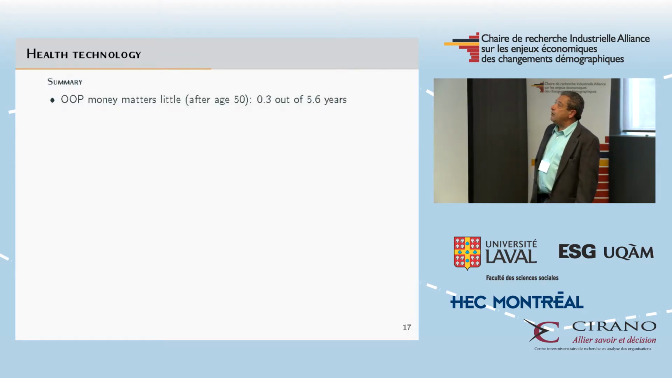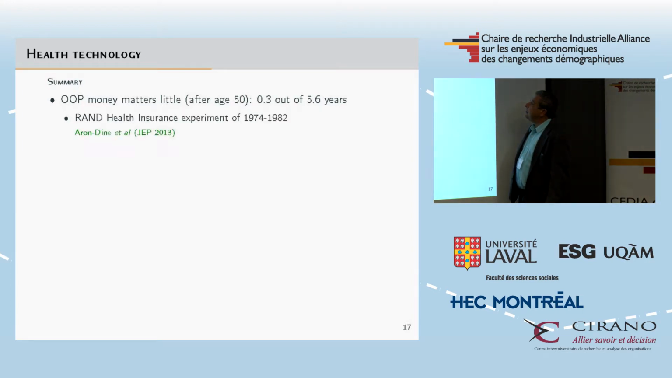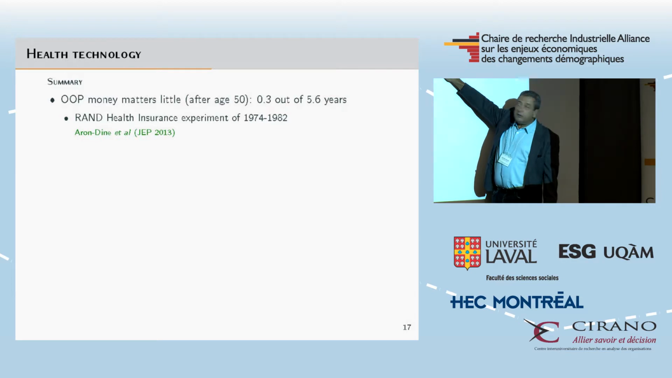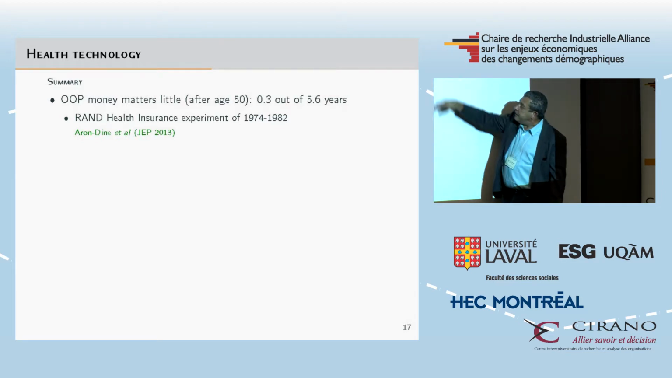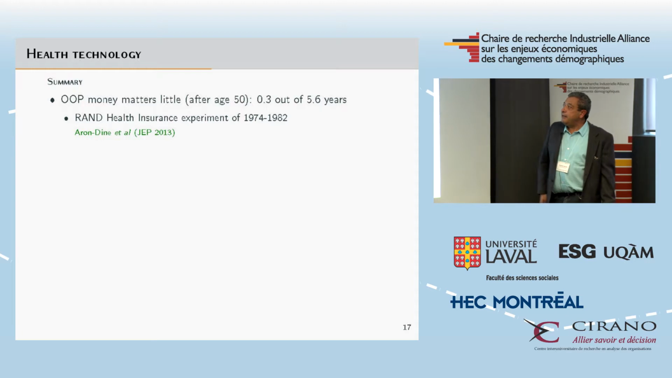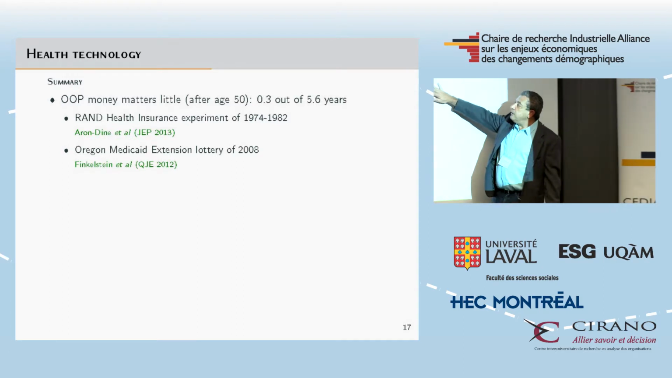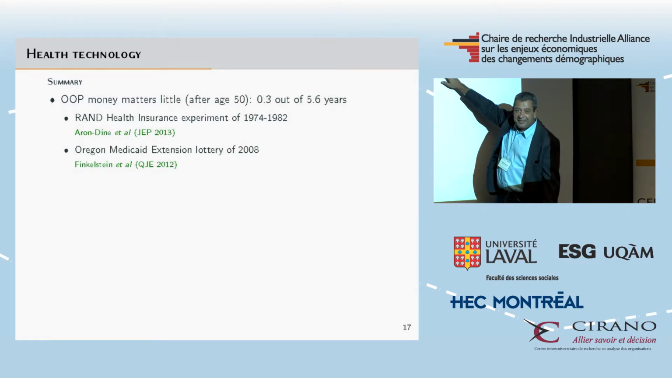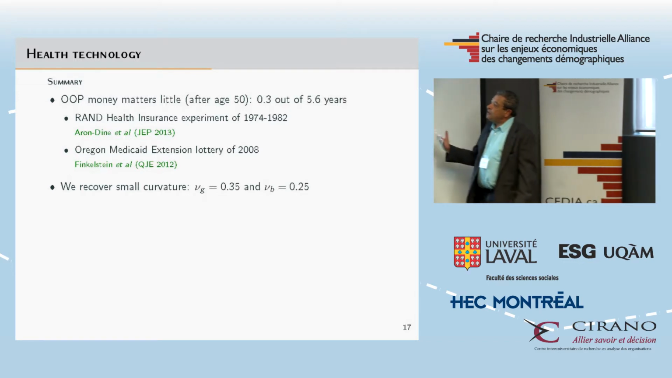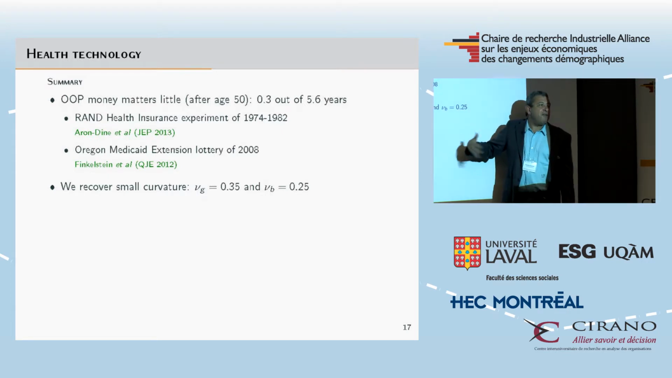But what do we know? Well, from other studies, the out-of-pocket money matters little after age 50. It's confirmed. So of those 5.6, you only get that 0.3 can be bought. And this is what our estimates are saying. It is consistent with a bunch of studies that have used some random or quasi-random variation, like the lottery in Oregon, and, Raquel would know this better, the health insurance experiment. Says this way of allocating money doesn't seem to buy that much, which means that we recover a small curvature, which means the rate of return, the additional money, is buying very little.